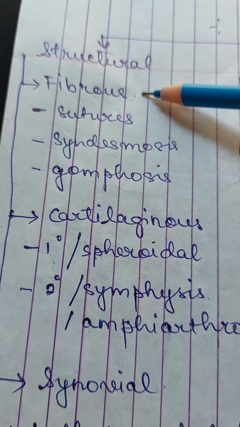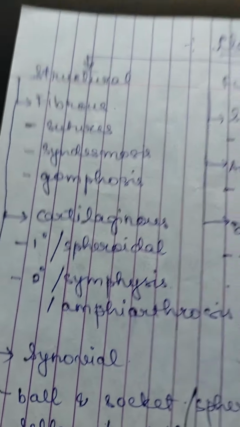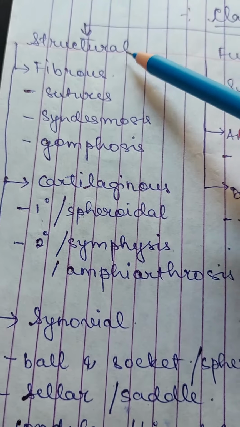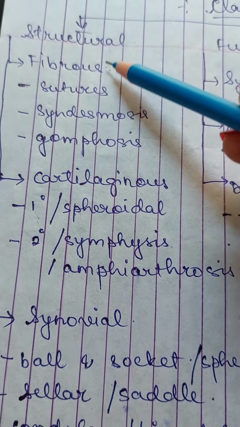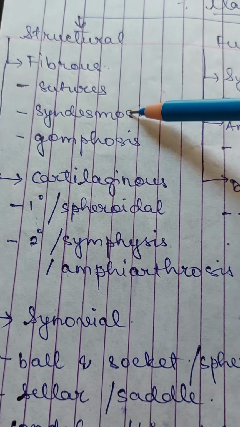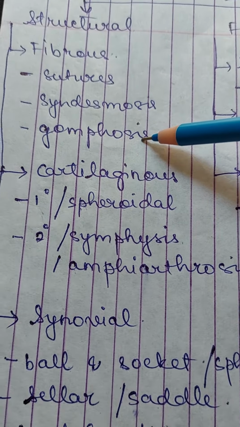Structurally, we have the fibrous joints, cartilaginous joints, and synovial joints. I have just given a few examples. This is a flowchart for your last minute revision. In the structural classification, we have fibrous joints. Fibrous joints are found in sutures, syndesmosis, and gomphosis.